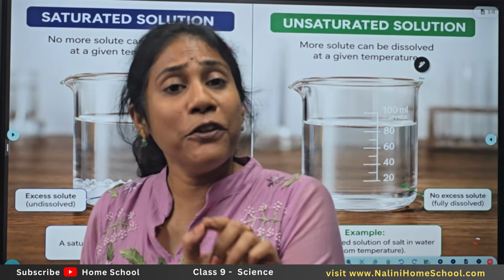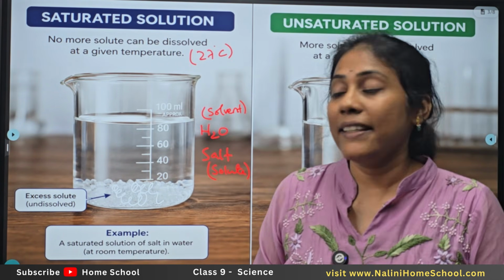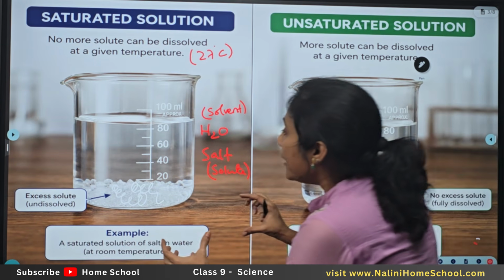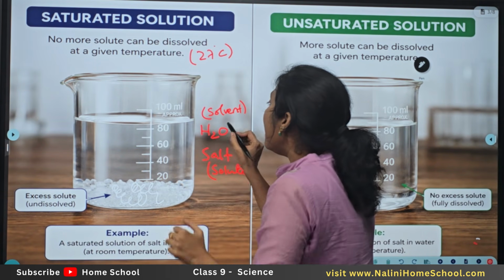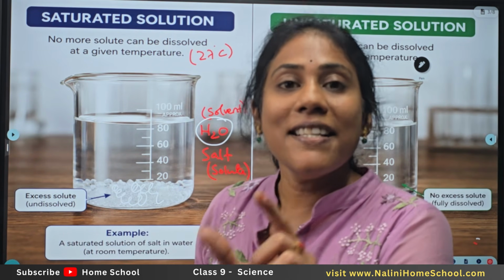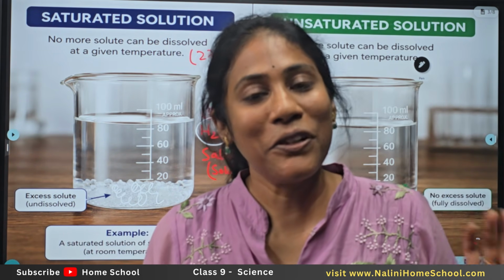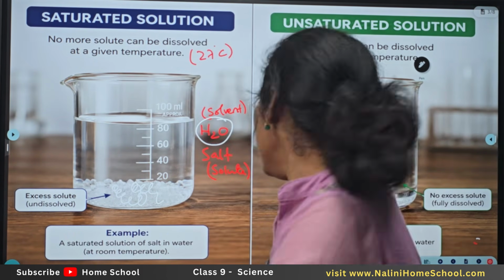So now coming to a point, what is solubility here? Solubility is nothing but the capacity of a solute to get dissolved in a particular amount of solvent at a given temperature. Okay, solubility is all about the capacity. It is the ability of a solute.